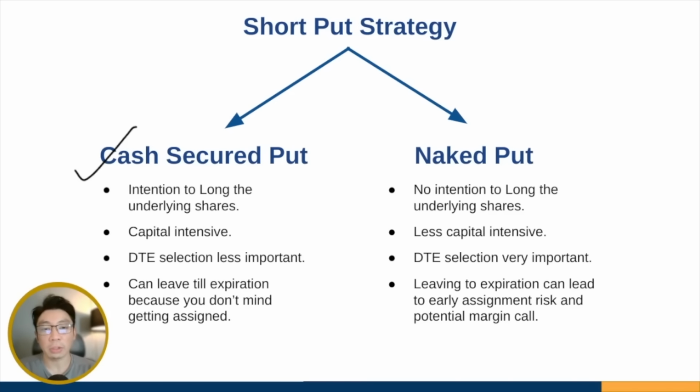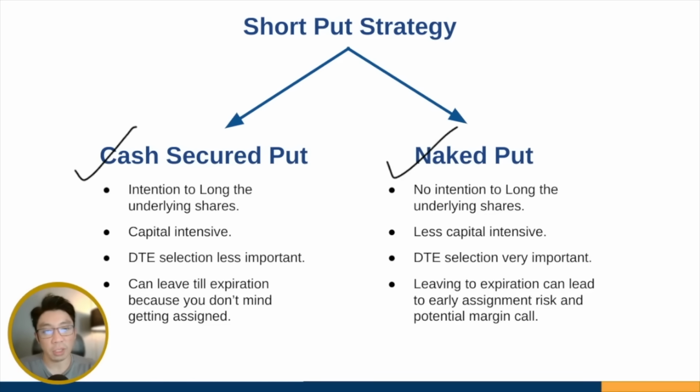Now, the other way to trade the short put is with the naked put. The naked put basically means that you have no intention to go long the underlying shares, right? That means you just want to get into the options and get out of the options with no assignment whatsoever. So when you trade this naked put, it's less capital intensive because there's no need for you to go long the 100 shares per option.